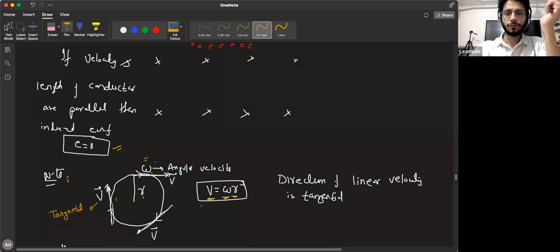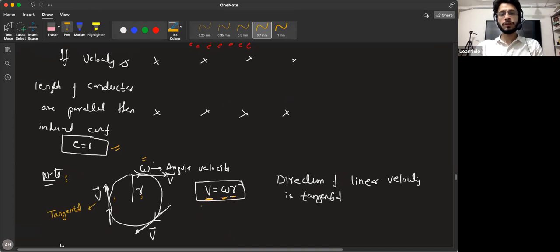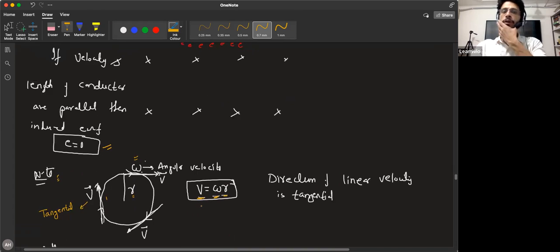So the angular velocity is also along a tangent, sir? No, no. Of the conductor about which things are rotating, it's not tangential, it's along the axis. Like if a fan is rotating, then the angular velocity of the fan is not tangential, it's along the axis of the fan. Linear velocity is tangential. Is it towards the center, sir? No, the axis is passing through the center.